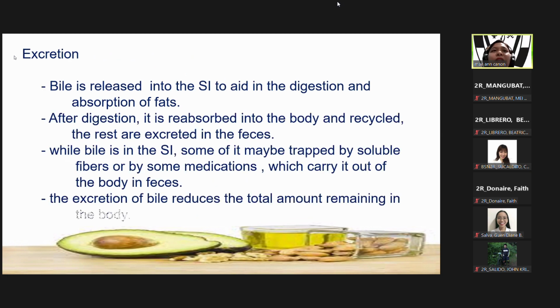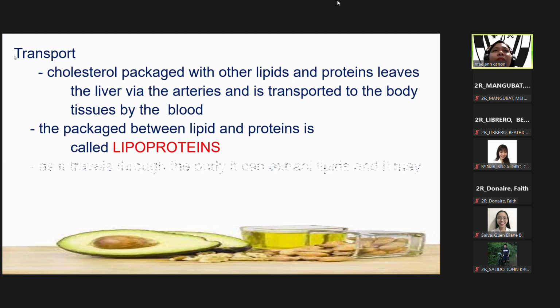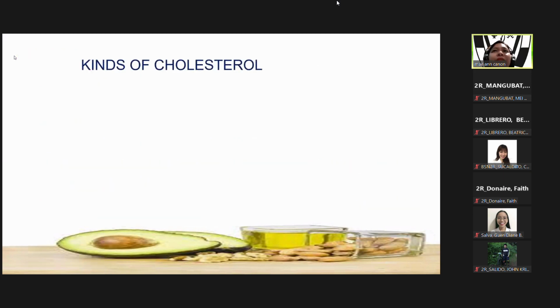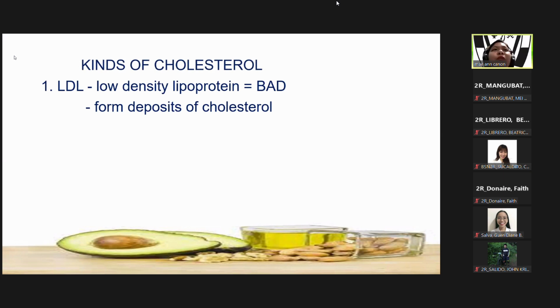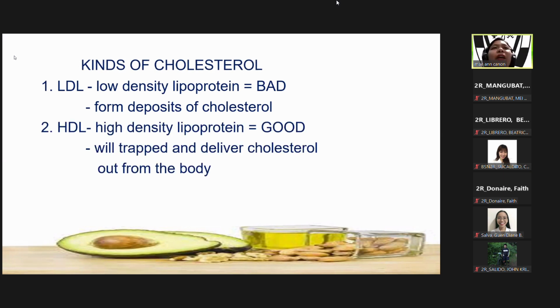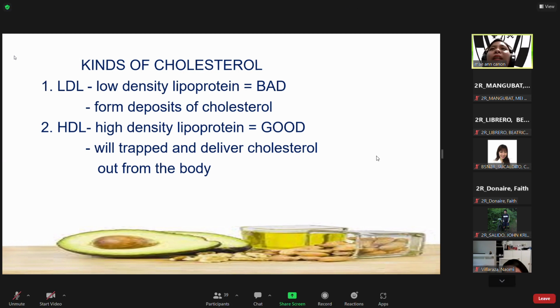This is the process. I will not elaborate on that. Okay. So, there are kinds of your cholesterol. These are LDL and HDL. Class, are you familiar with LDL and HDL? Where can they be found? Have you tried checking the blood chemistry of your parents? Did your patient, your parents, or any client of yours have a lipid profile? Have you checked the LDL or HDL? I hope that you will really look at the result.